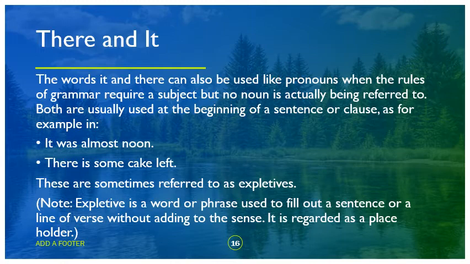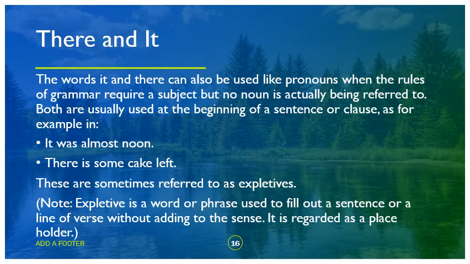So towards the end of our class, let's discuss the two very important pronouns here, there and it, because they are going to be very directly relevant to your units 98 to 103. The words it and there can also be used like pronouns when the rules of grammar require a subject, but no noun is actually being referred to. Both are usually used at the beginning of a sentence or clause, as for example, it was almost noon.